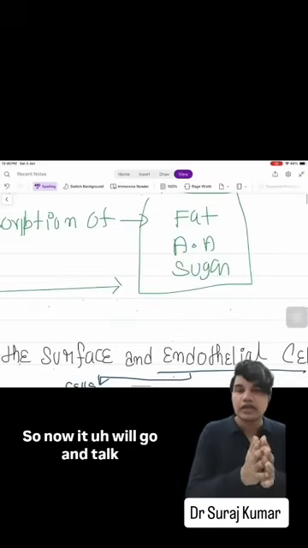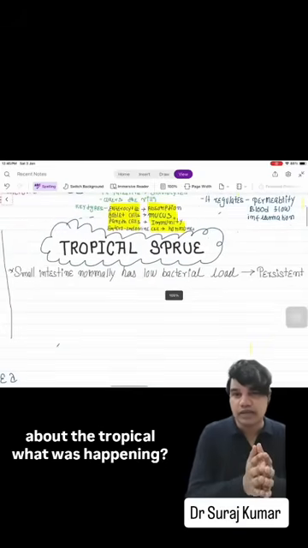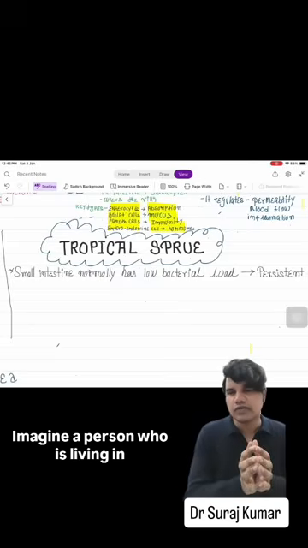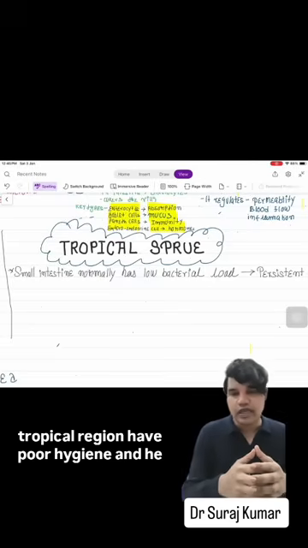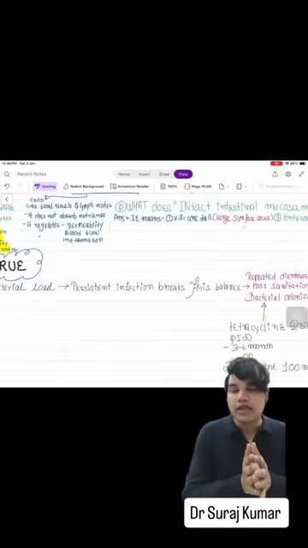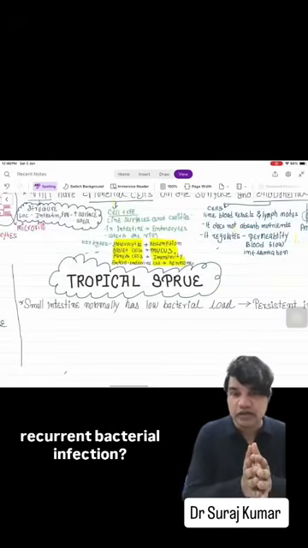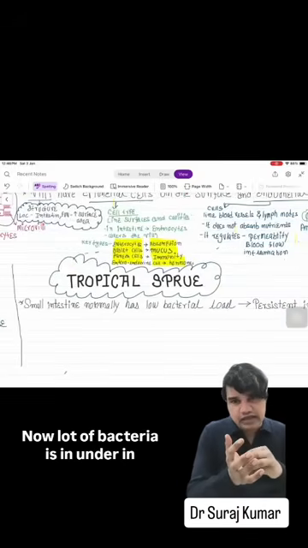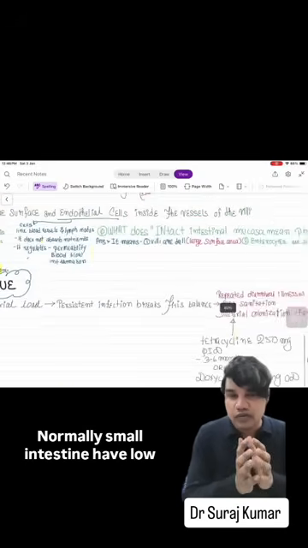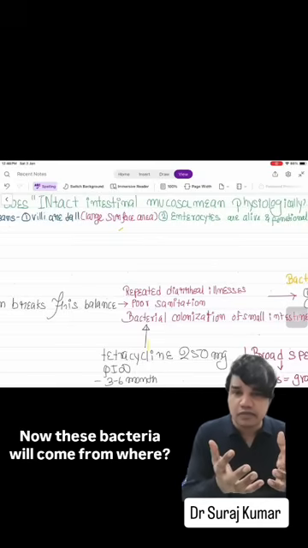So now we will go and talk about tropical sprue, what was happening. A small intestine normally does not have so much bacteria. Imagine a person who is living in a tropical region, has poor hygiene, and gets bacterial infection again and again, okay? So what happens because of this recurrent bacterial infection? Now a lot of bacteria are in the small intestine. Normally the small intestine has a low bacterial load, right? Now where will these bacteria come from?